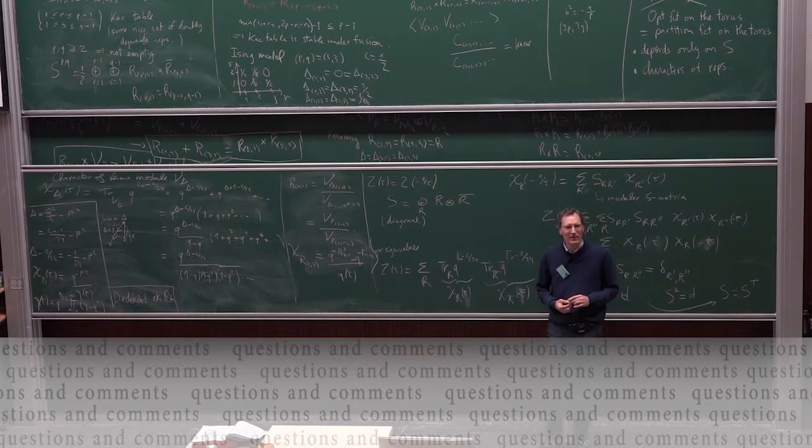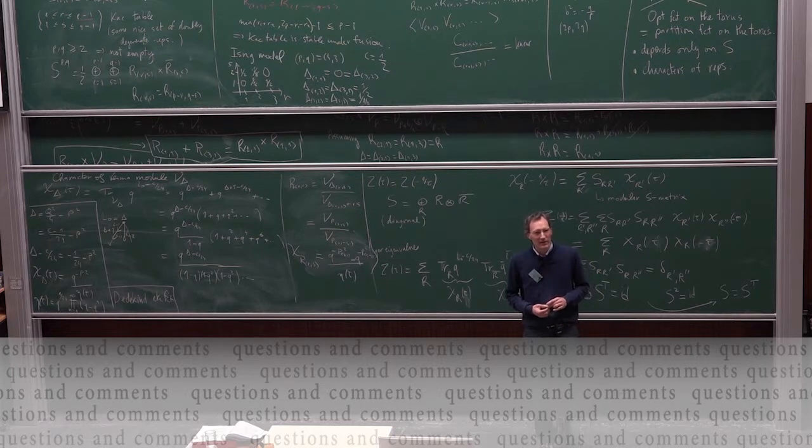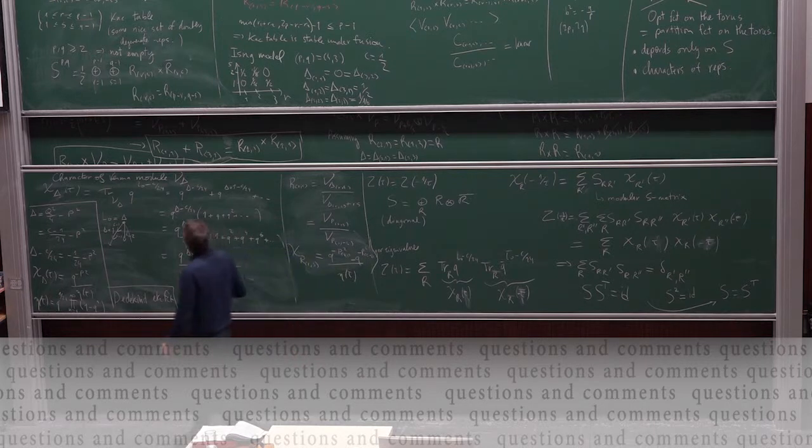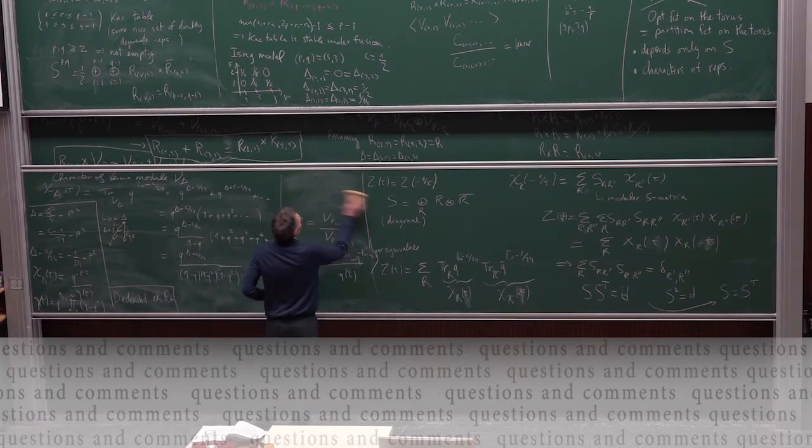Yes? How do you justify, when you define the character, that you subtract C over 24? How do you justify that? Yeah, so what's the standard definition of character? Your question was why in the definition of the character I have this L0 minus C over 24. So I was trying to evade this question, but now that you ask it, I'm forced to give some more details.